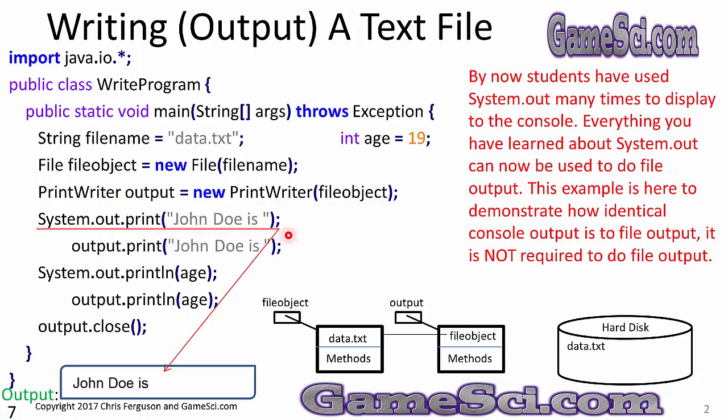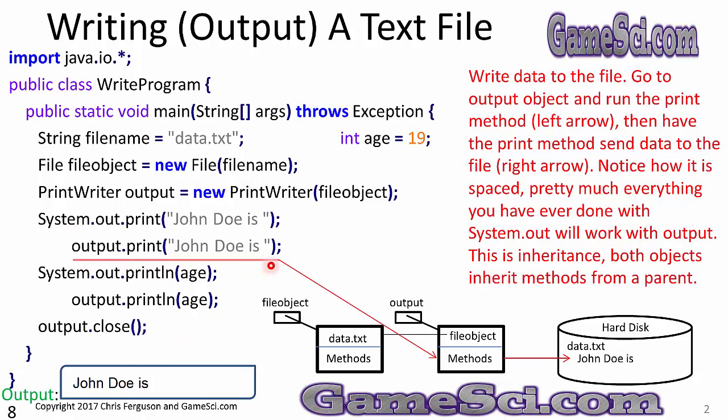System.out.print("John Doe is"). I'm just going to output some text to the screen. By now, students have used System.out many times to display to the console. Everything you've ever learned about System.out can now be used to do file output. This example is here to demonstrate how identical console output is to file output. It's not required to do file output, but you'll see file output is very similar, and I want to show you the similarities.